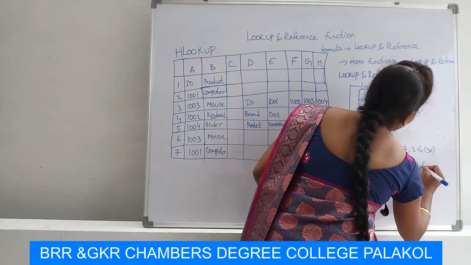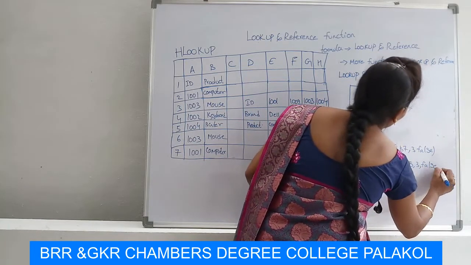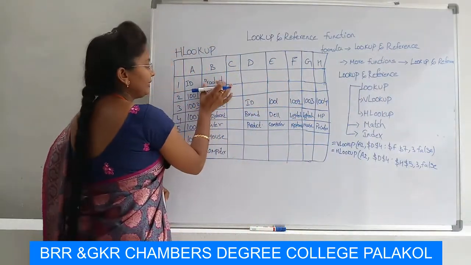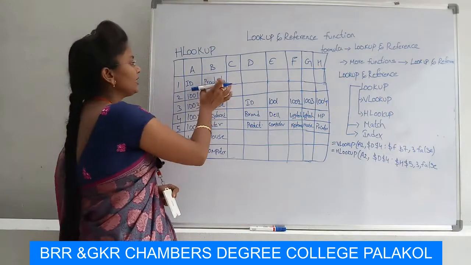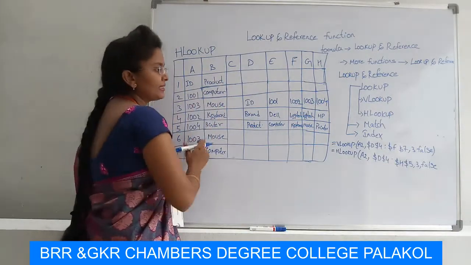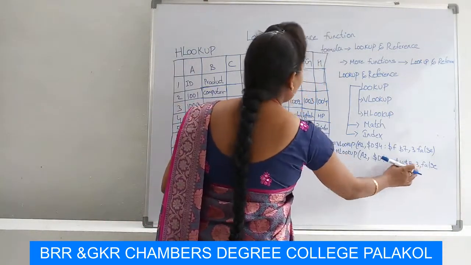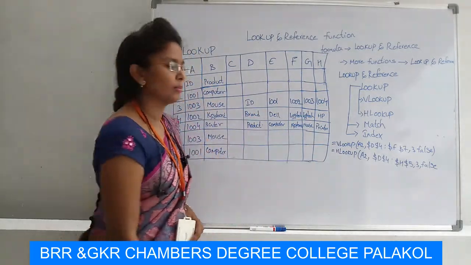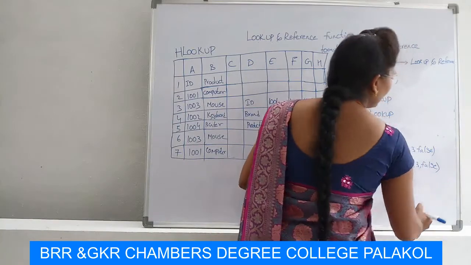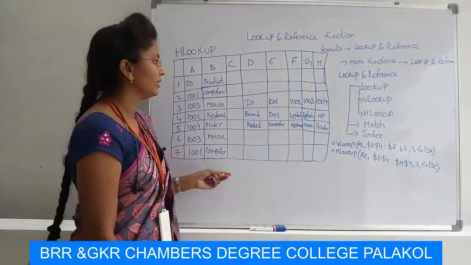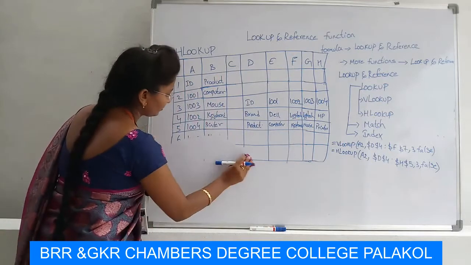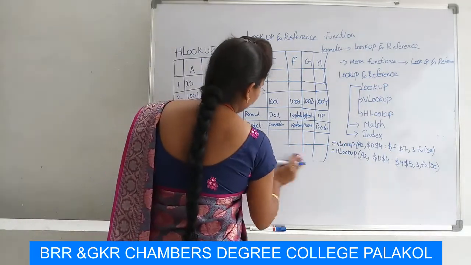comma 3 comma false. If you want to display the brand here, in the D1 cell enter brand and select the number as 2 here and then close the bracket. Then it will display the brand names in the Excel sheet. And the next one is the MATCH function.